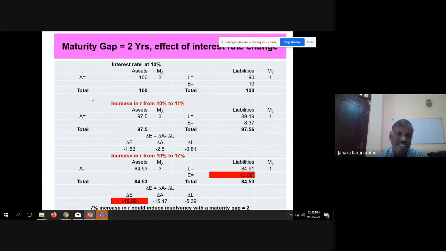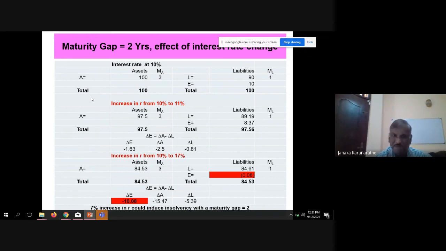So it works either way. Smaller gap with a significant change of interest rate, or smaller interest rate change with a significant gap. So all this tells us that a smaller gap is always better. Always better. Now, which one do you have control over?